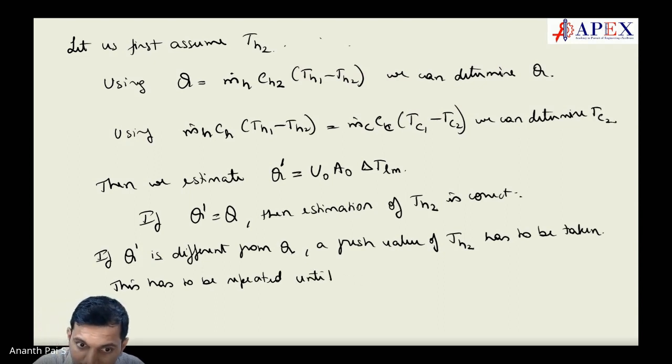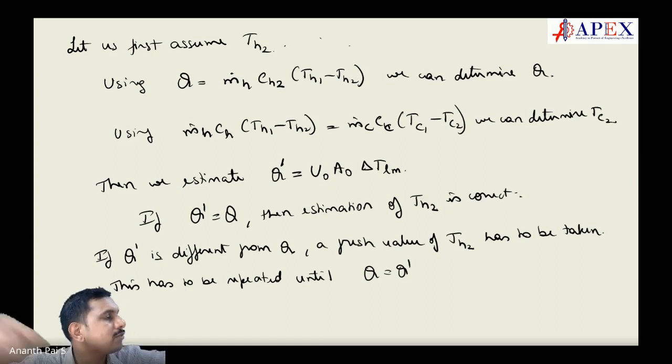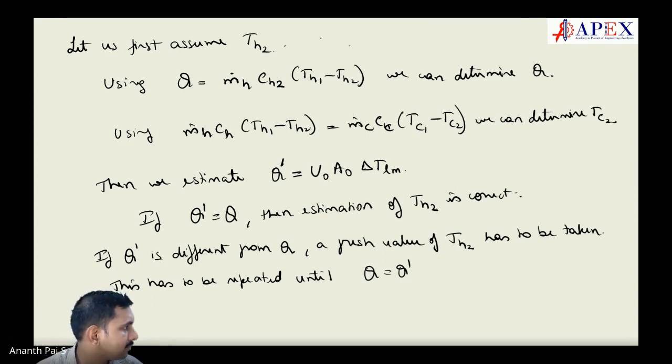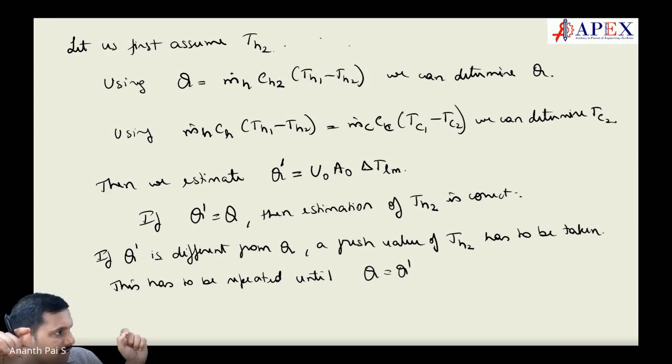Until q is equal to q dash. So that is when mass flow rate is specified. Now, if we change the TH also, because TH is specified, then we have to use the iterative method to get the solution. TH1 is specified, TH2 is specified. Now the area is also specified.